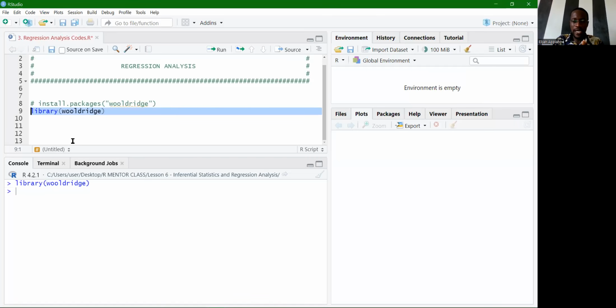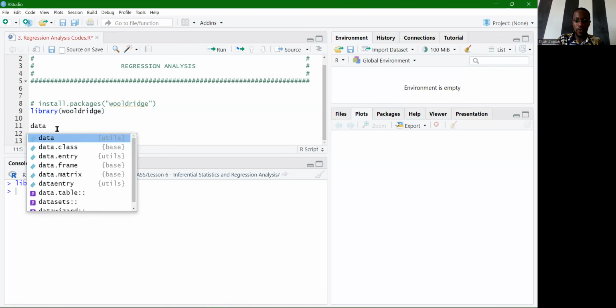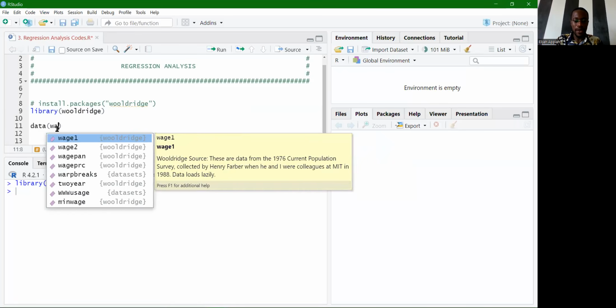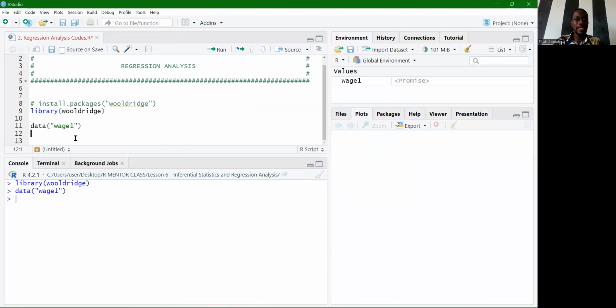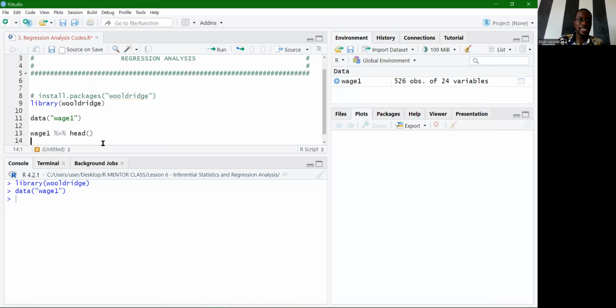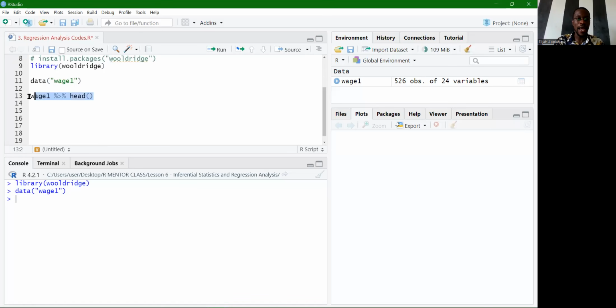Once the wooldridge package is loaded in R, I would go ahead and import a data frame which is in this package. It is known as wage1. You will notice that the source of wage1 is data from the 1976 Current Population Survey, collected by Henry Farber. Now I will run this line of code and my data is imported. Let us look at a few observations of that. So wage1, and then we view the first 6 observations of the data frame.